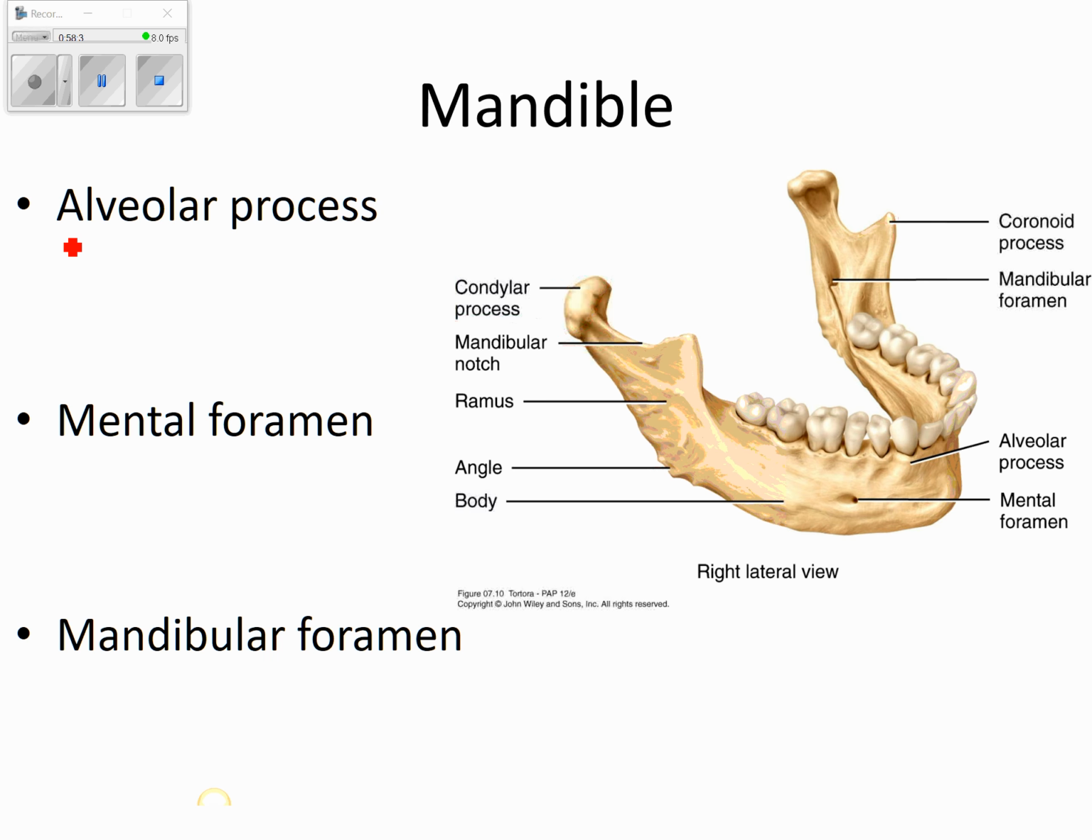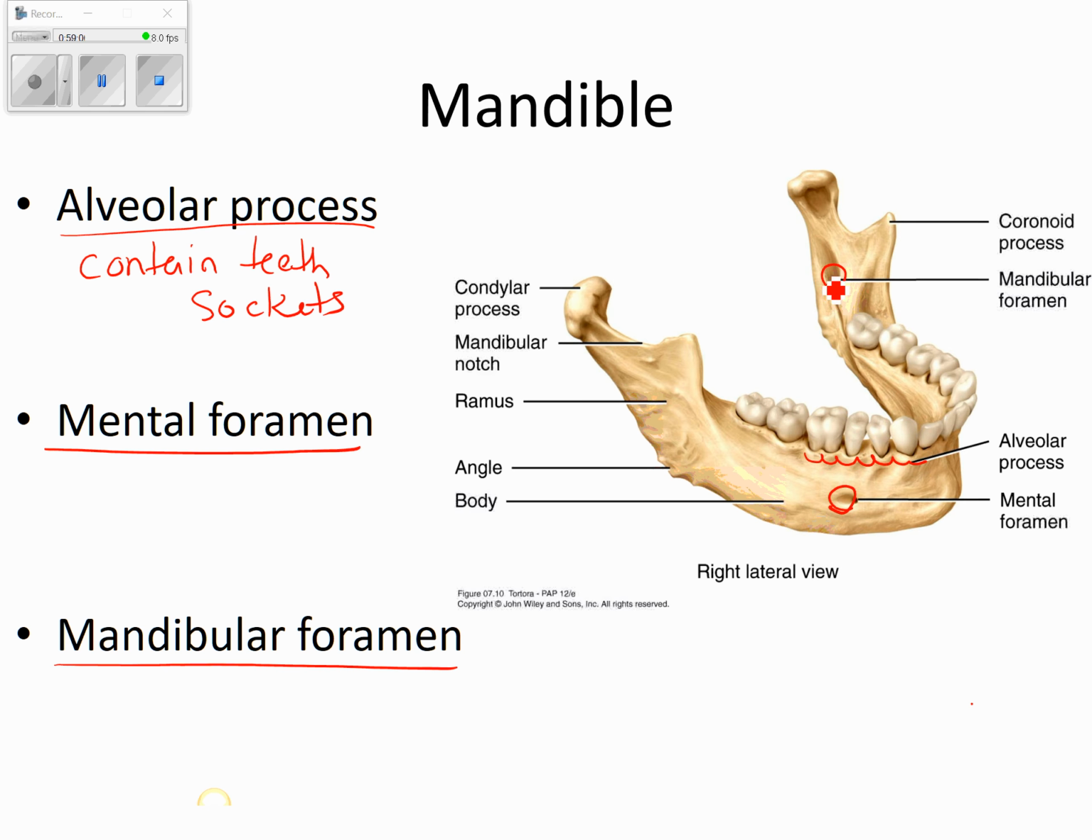Next, the alveolar processes. These contain the teeth sockets. We've already talked about those. Your mental foramen, again, we've already talked about this one a little bit. It's the two openings on the mandibular bone, serves as a passageway. And then you have your mandibular foramen, which are on the inside.